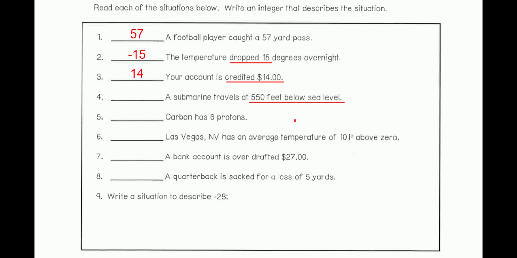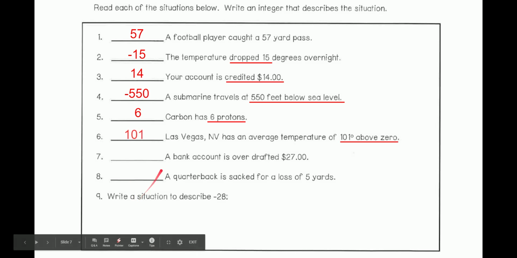A submarine travels at 550 feet below sea level. You're going down, which means that's negative 550. Carbon has 6 protons. If you looked at the list before, remember protons are positive. It's kind of a weird one. So 6 or plus 6. Las Vegas, Nevada has an average temperature of 101 degrees above 0. Even though it being that hot seems like kind of a negative thing, remember, it's above 0. It's to the right of 0. It's greater than 0, so it would be plus or positive 101.